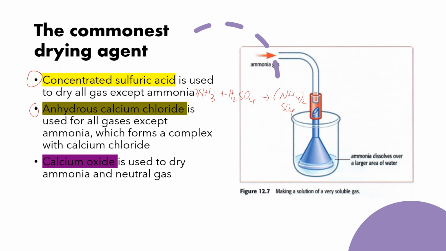The second is anhydrous calcium chloride, CaCl2, for gases except ammonia, which forms a complex with calcium chloride. The third is calcium oxide, CaO, which is used to dry ammonia and neutral gases.